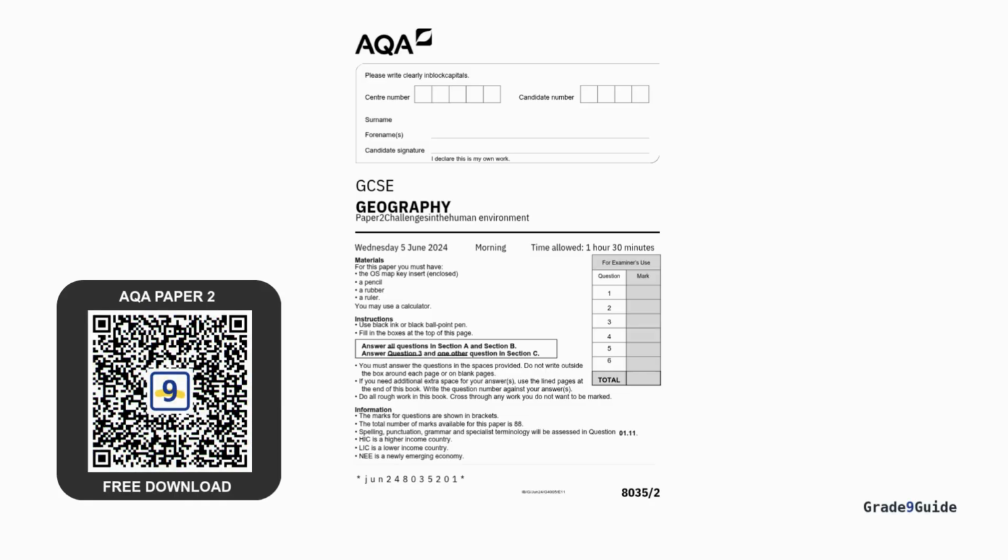Welcome. In this explainer, we're going to walk through the AQA GCSE Geography Paper 2, Challenges in the Human Environment, from the June 2024 exam series. We'll be focusing specifically on Section A of the paper. So that's Section A, Urban Issues and Challenges, which covers all the questions from 1.1 right through to 1.11.